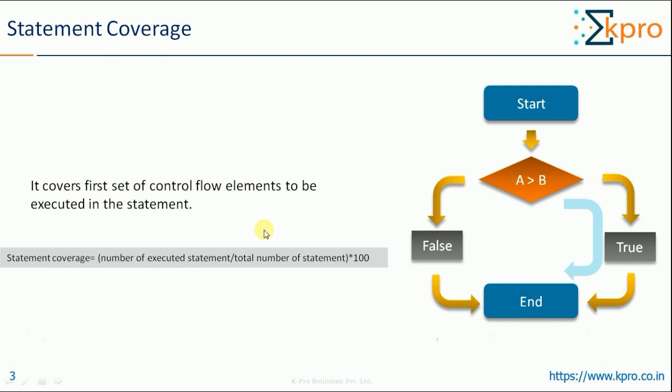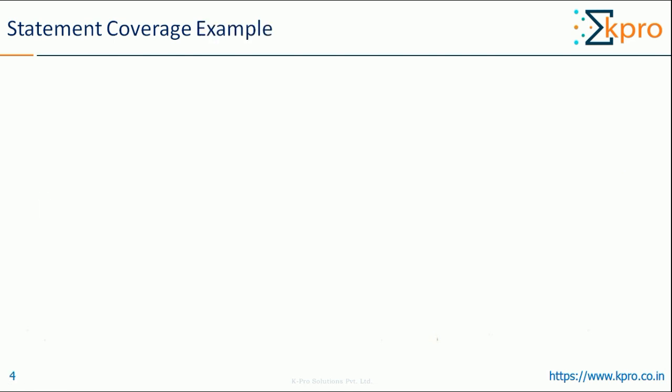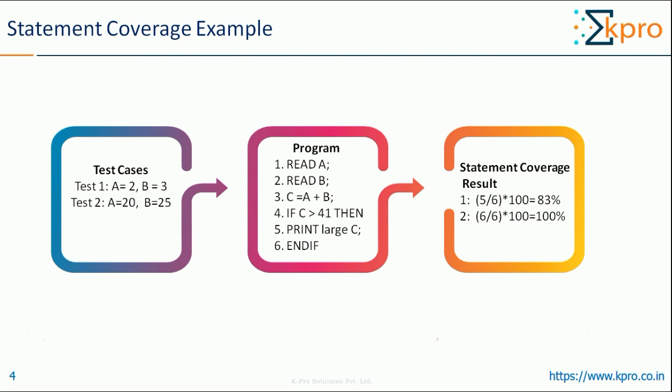Let us consider an example program to understand how this formula can be used to check statement coverage. In this program, I have numbered each line to identify easily. It reads A and B from standard input and checks whether A plus B, that is C, is greater than 41 or not. If it is greater than 41, then large C is printed, and finally the program ends at 6th statement. Consider two test cases to test this program.